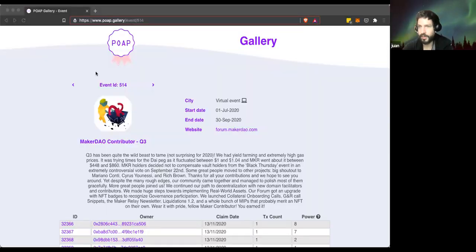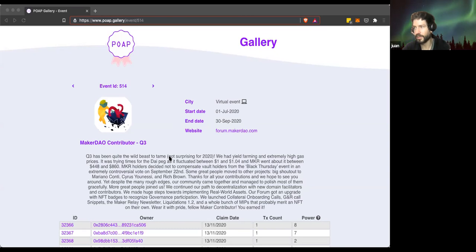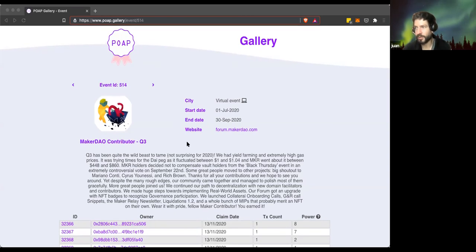Something that I wanted to show, and I shared it before, is the POAP that the MakerDAO contribution did for Q3, and we're about to release the one for Q4. So hopefully next week, I think it's scheduled.